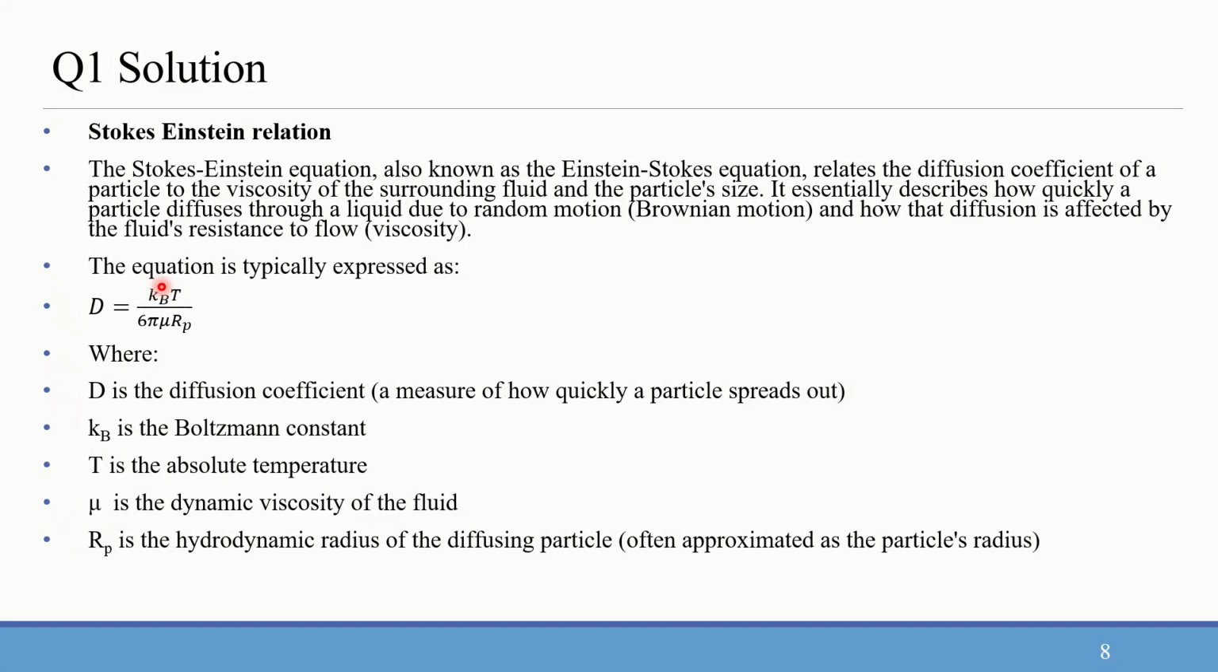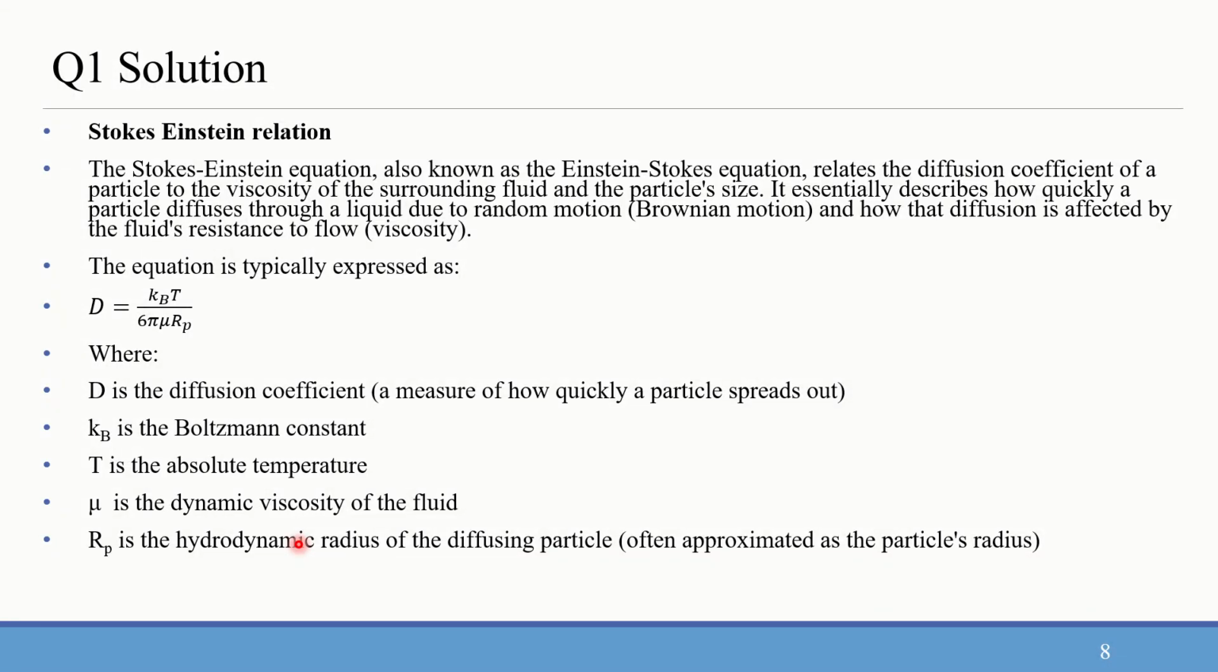So D = kBT / (6 pi mu rp). D is the diffusion coefficient, kB is the Boltzmann constant, T is the absolute temperature, mu is the dynamic viscosity of the fluid and rp is the hydrodynamic radius of the diffusing particle. So we are saying how diffusion happens and what its functions are. The diffusion coefficient is inversely related to the particle size and the fluid viscosity. So it relates the diffusion coefficient of a particle to the viscosity and the particle size.